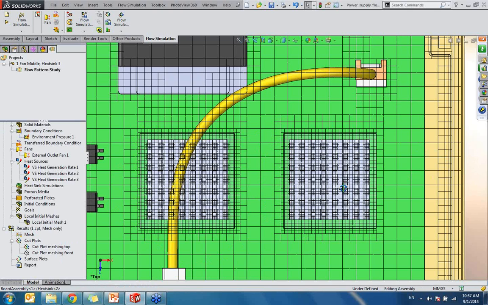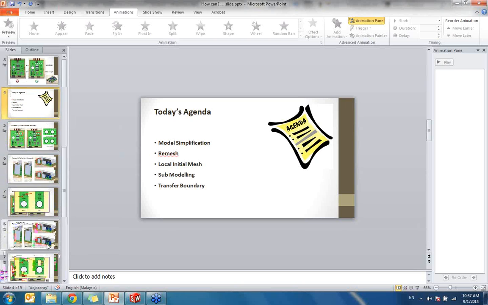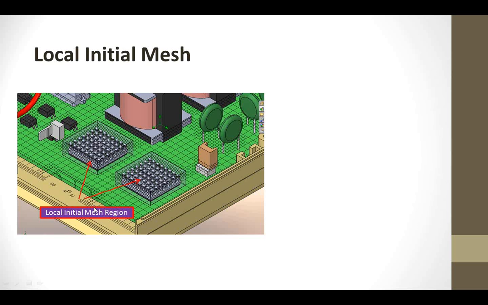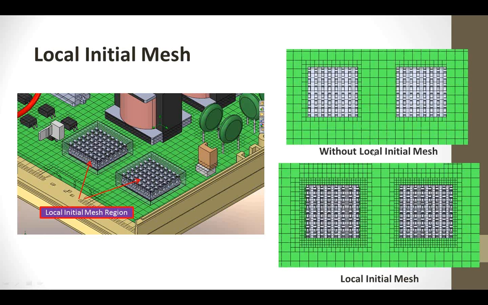So now I move it back. You will see that inside this are the two local initial mesh regions. This region is without local initial mesh, that is still normal. And this is after local initial mesh. The box is quite a lot smaller, quite more refined already. So I can conclude that this one has the better result, a better energy result, compared with this one.